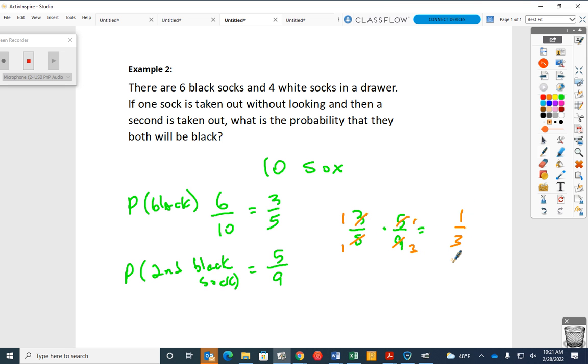3. I would have a 1 in 3 chance of pulling out a black sock first and then a black sock second. Okay? Does that make sense? Yes. Pretty simple stuff, right? Would that be the answer? 1 and 3? Yep, it would be 1/3.